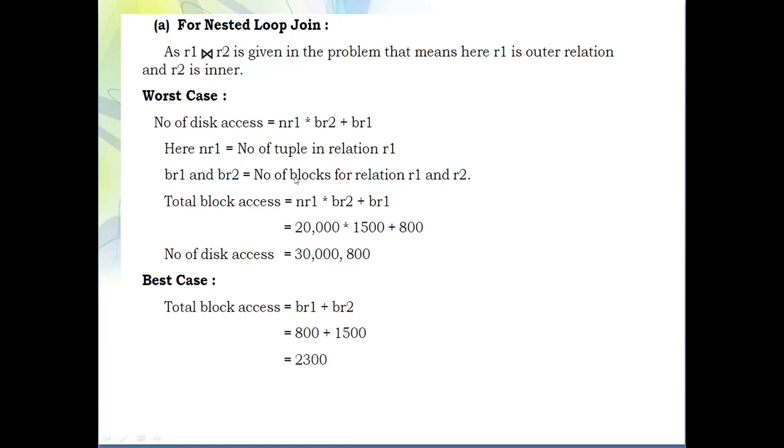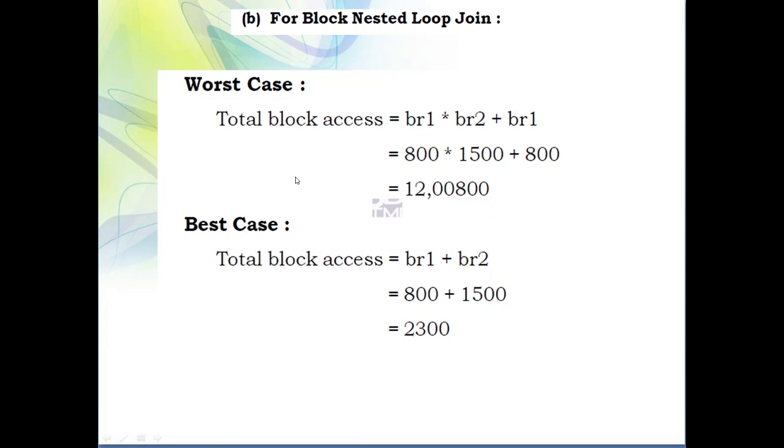So in block nested loop join, again we are going to calculate the number of block accesses in the worst case as well as in the best case. In this case the formula is different. For block nested loop join, in the worst case, the formula is br1 into br2 plus br1. So again we put in the values: br1 is 800, already we know, br2 is 1500 and br1 is 800. So you get this value.